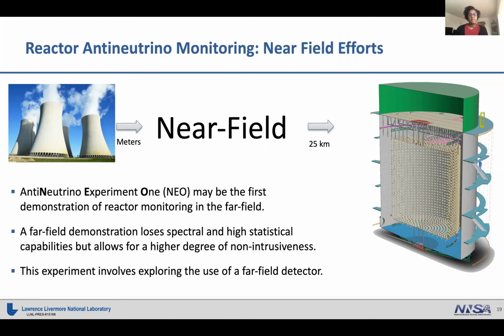And so this is intended to be the first demonstration of reactor monitoring in the far field. One thing that we know is that because we're now in the far field, in this specific instance 25 kilometers away, we're going to lose a lot of spectral capabilities and high statistics, right? Because we're further away, we still have 1/r² effects or solid angle effects. And then we also have oscillation effects that are going to lower our signal. And so we're going to have a higher degree of non-intrusiveness, but we're going to get a lot less information from our signal. The whole point of this experiment is to really understand what we can do now that we're actually in the far field.